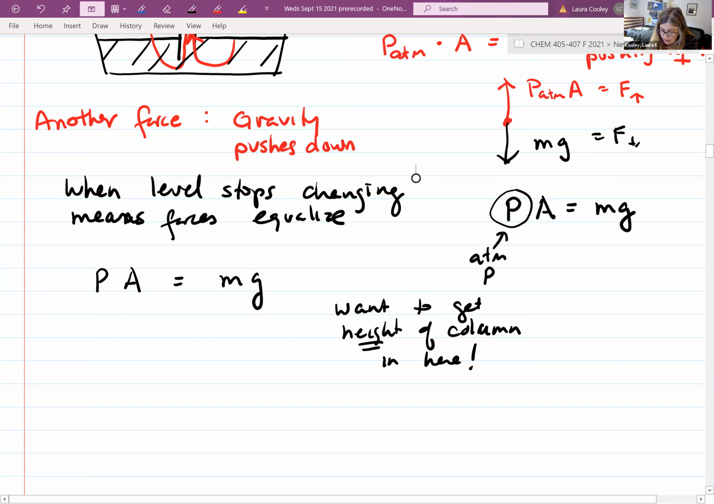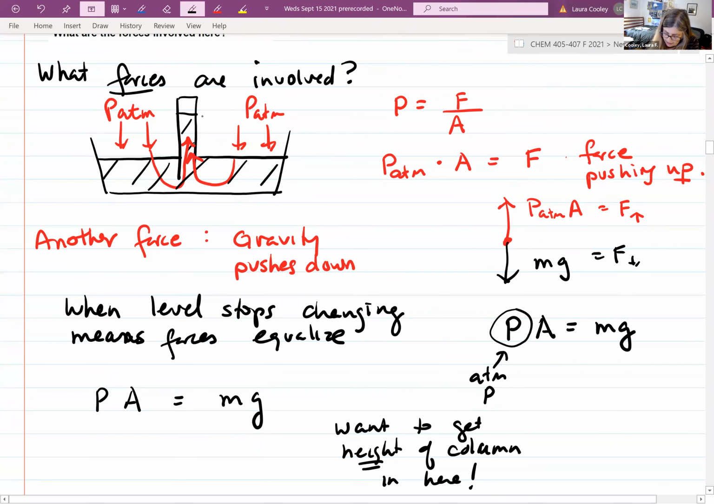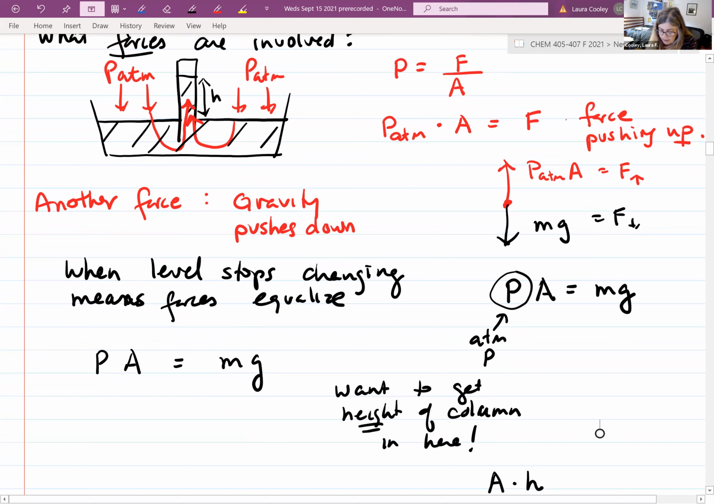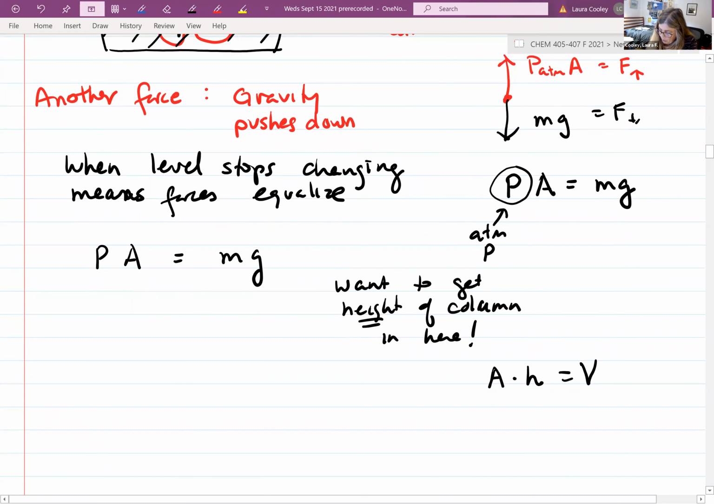Well, the area times the height. So if this is the height, the area of this tube times the height is equal to the volume of the tube, which means that the volume divided by the height is the area. So I can substitute the volume over the height for the area.